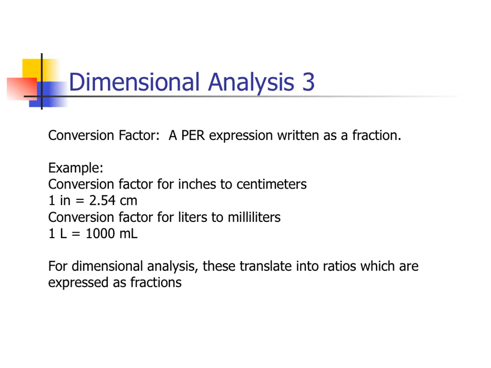That conversion factor is a per expression that we will usually write as a fraction. There are some things that are commonly known, like there are 2.54 centimeters in 1 inch. If you go to a ruler and look at that, it's there. There are 1,000 milliliters in 1 liter. And these translate into a ratio: 2.54 centimeters per 1 inch. These are some per expressions that we use.